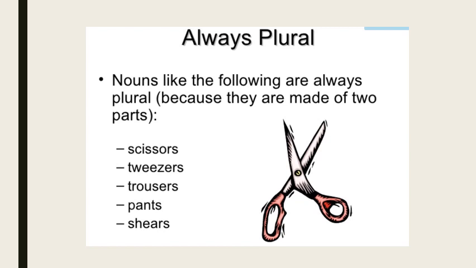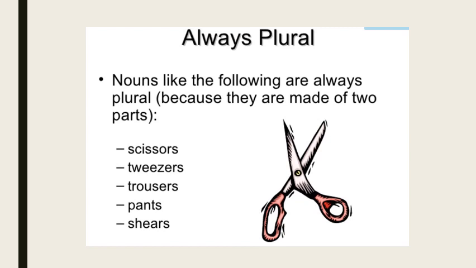Now coming to nouns like the following: scissors, tweezers, trousers, pants, shears. Shears are big sized scissors. They are used to cut the plants in the garden, right? Since these are made of two parts, they always take a plural verb. So you need to write, the scissors are very sharp. So they always take a plural verb.